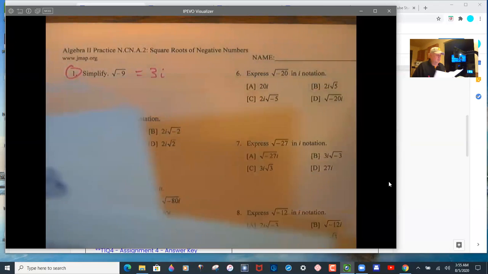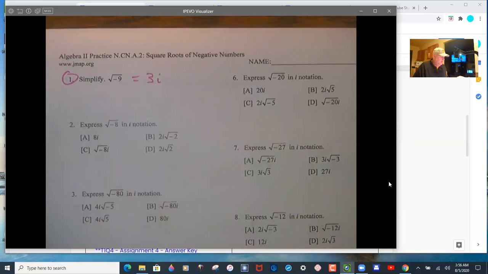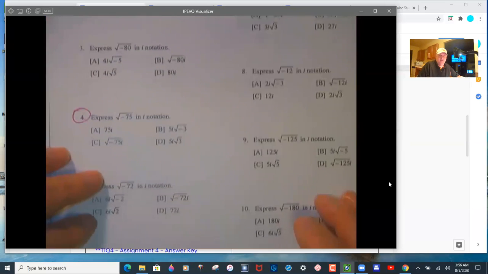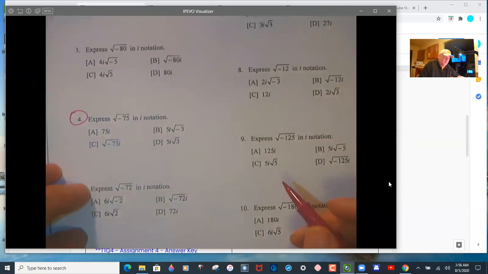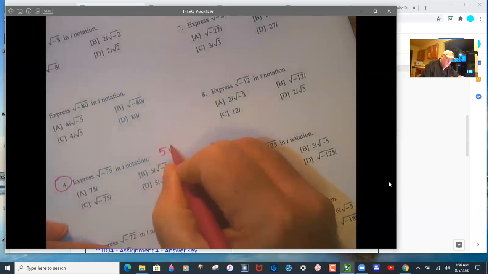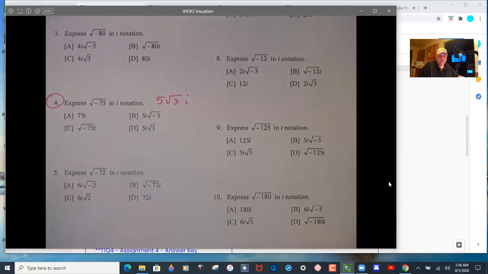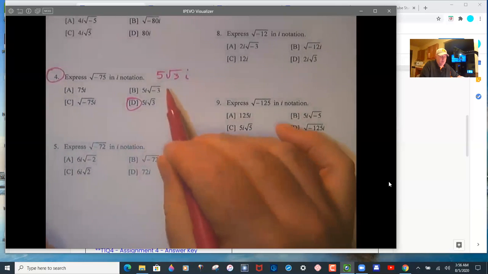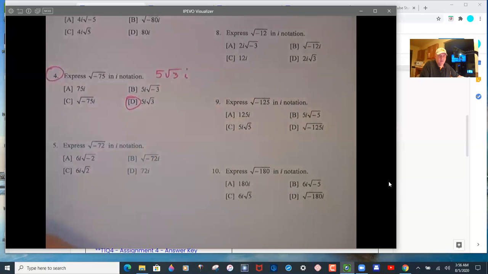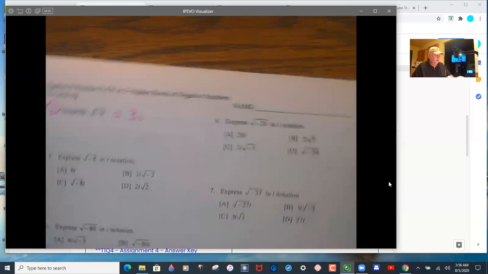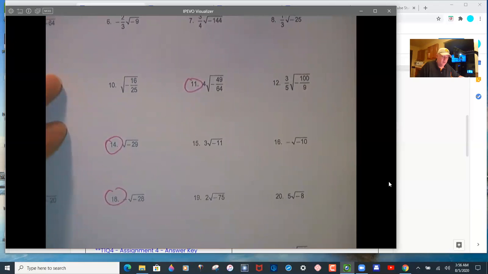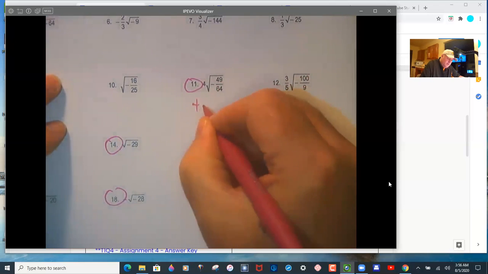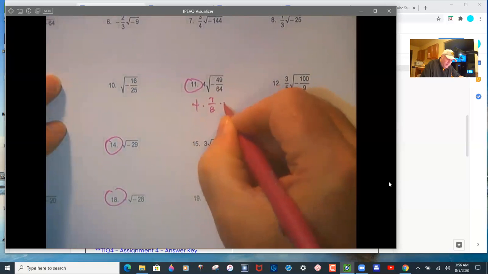Then we're just going to reduce the square root, and if it's negative, we're going to tack an i on. Express the square root of -75 in i notation. The square root of 75 is 5 times the square root of 3, and then tack an i on. Typically, some texts put the i between the integer and the square root, which is okay to do. I'm going to move around and do different problems so you can get a flavor of how this works. So this would be 4 times 7/8 times i.